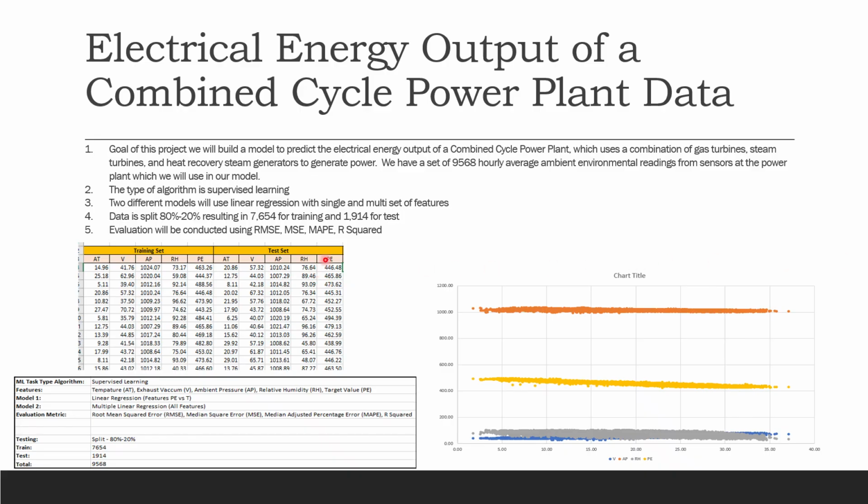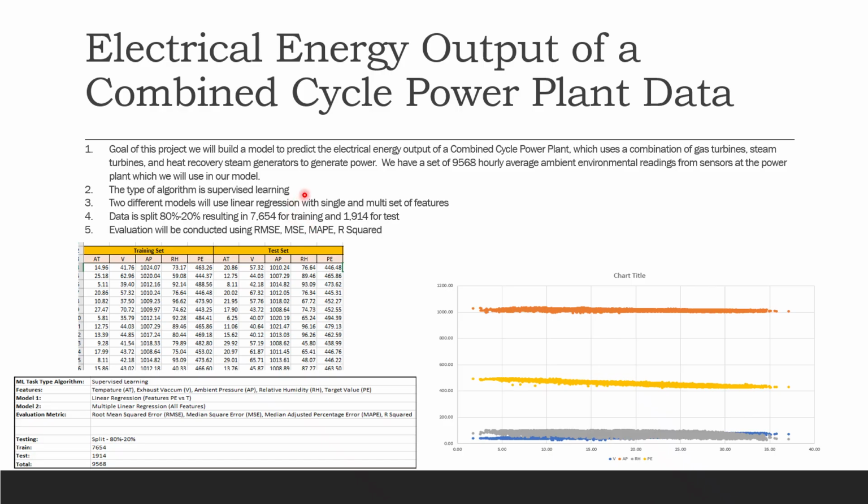The goal of this project will be to build a model to predict the electrical energy output of a combined cycle power plant. The data that was provided to us was from sensors at the power plant that we were going to use in our model. The total observations for this is 9,568.